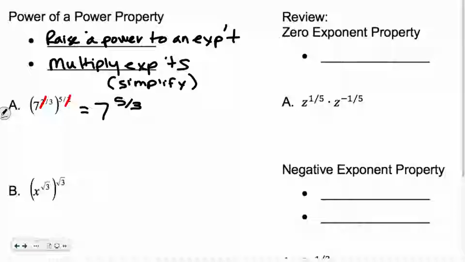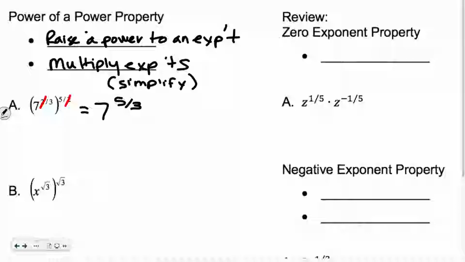Now, you don't have to cross-cancel if you don't want to. If you just want to multiply across on top and multiply across on bottom and simplify later, you can do that. 2 times 5 is 10, 3 times 2 is 6, 10/6 is 5/3. So it doesn't matter which way you do it, you'll get the same answer.